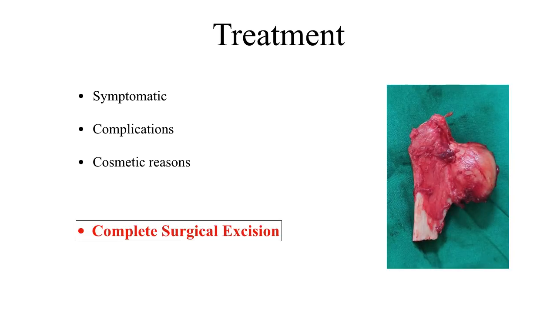So what is the treatment of this condition? Osteochondroma should be treated only when it is symptomatic, when it is causing complications, or when it is causing cosmetic problems. If any of these three are there, then the osteochondroma has to be treated, and the one and only treatment for an exostosis is complete surgical excision of the lesion along with the cartilaginous cap.